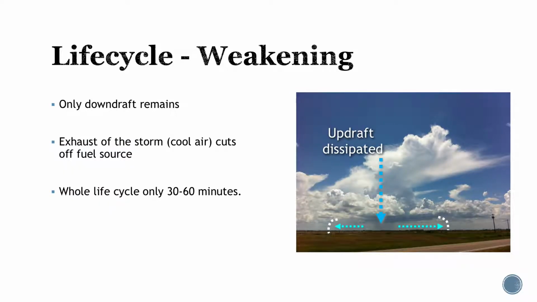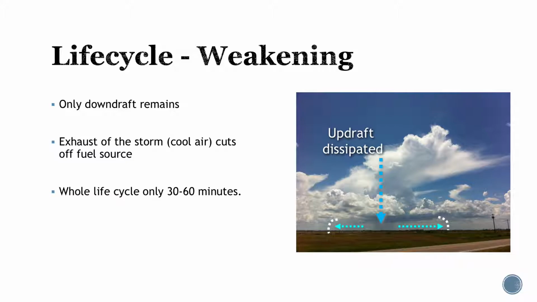The thunderstorm begins to weaken though, because as that cool air hits the surface, it spreads out in all directions and cuts off the fuel of the thunderstorm. So just like if a car runs out of gas, it stops working. When that fuel, that warm moist air, gets cut off, when it disappears, the thunderstorm begins to die because there's nothing left to fuel it.